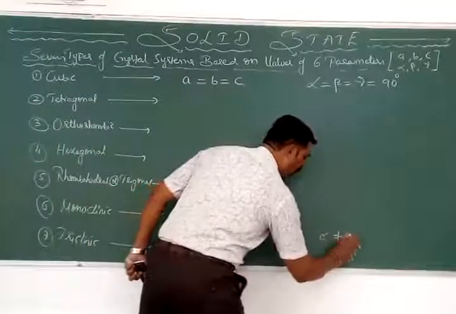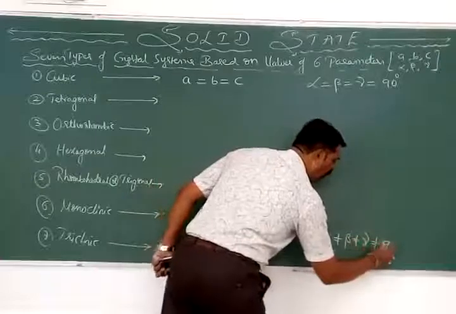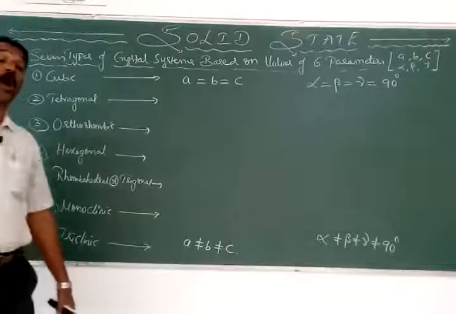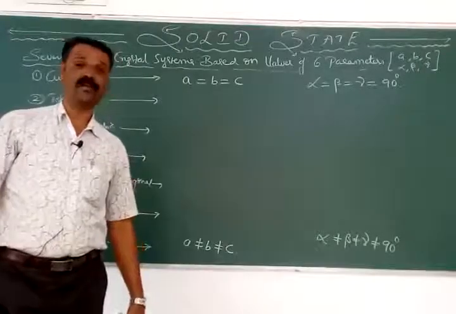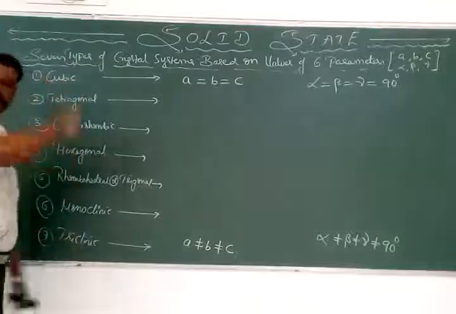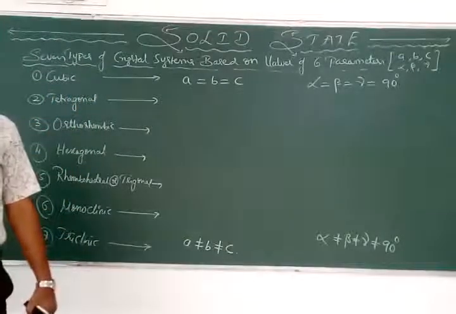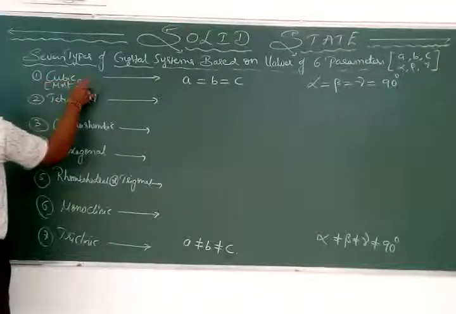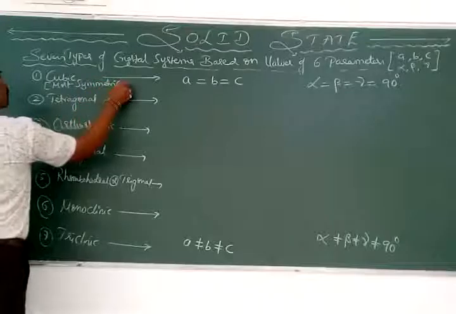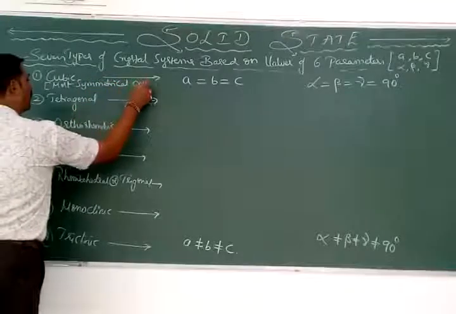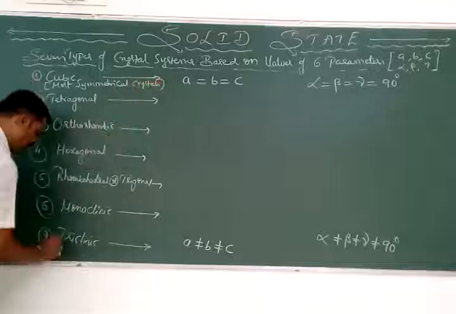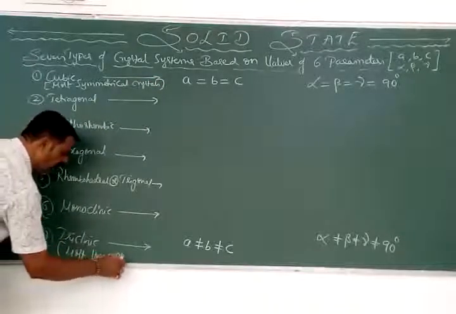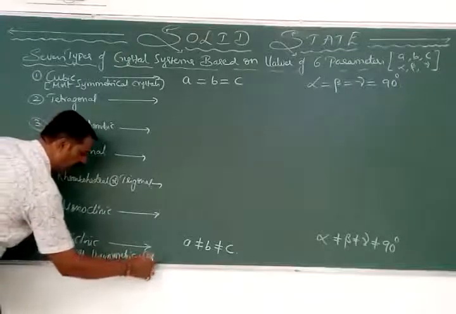Alpha not equal to beta not equal to gamma, and all are not equal to which one? 90 degrees. There is no perpendicular nature with respect to that, but all the axial angles are found to be different. If this is the case, it is called the triclinic system. That is why cubic is the most symmetrical crystal among the seven, and the most unsymmetrical crystal is the triclinic.